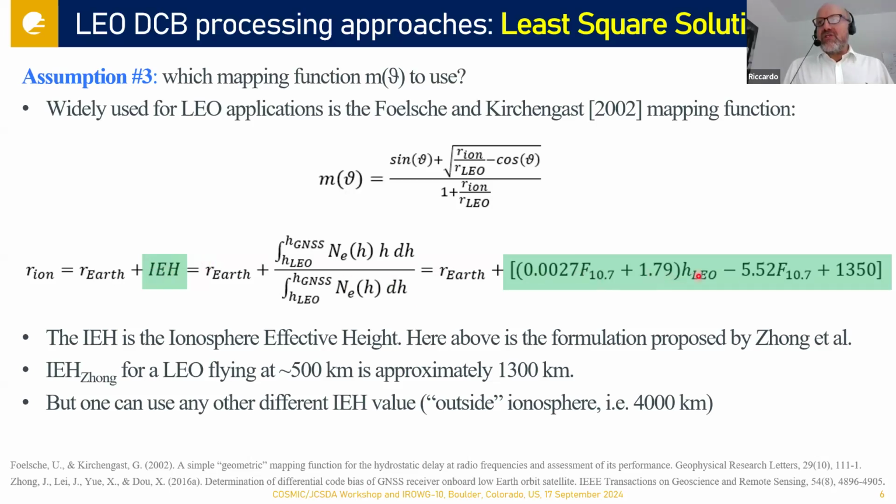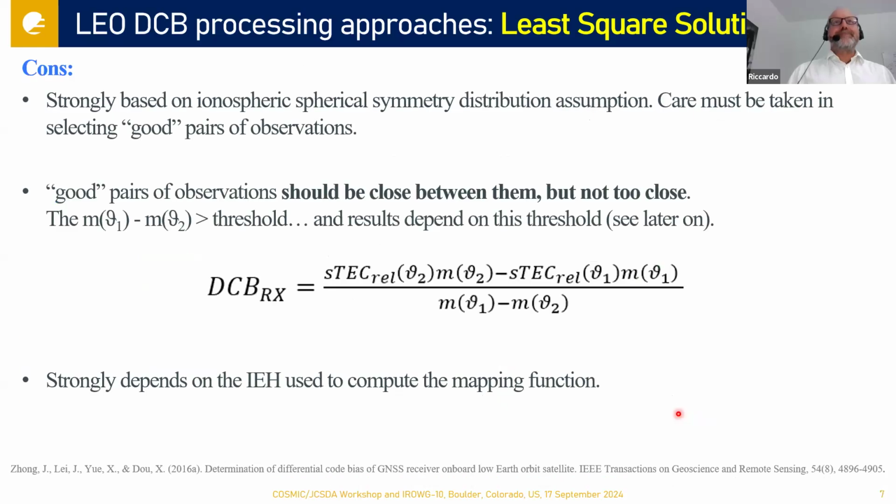Here is the formulation for this ionospheric effective height proposed by Zong, which is, let me say, a function of the height of the LEO and of the solar flux here. So for a satellite flying at 500 kilometers, in this period, which is a high solar activity period, this value is almost 1,300 kilometers. But in the least square solution, you can use other different ionospheric effective heights. And as far as I know, UCAR is using 4,000 kilometers for this kind of parameter.